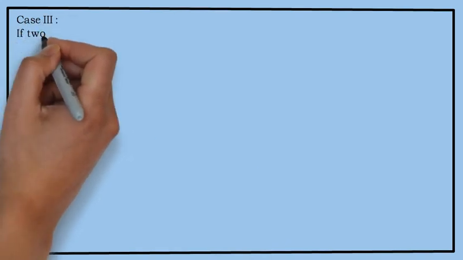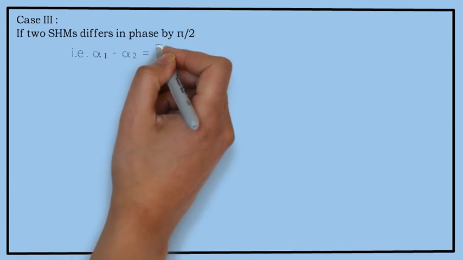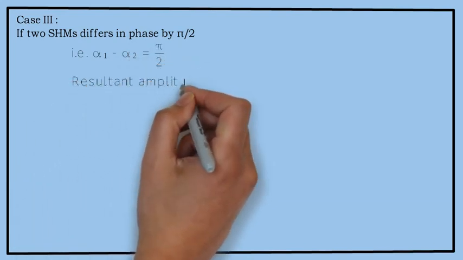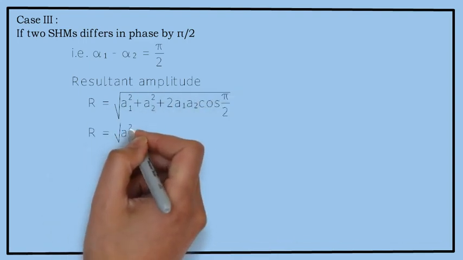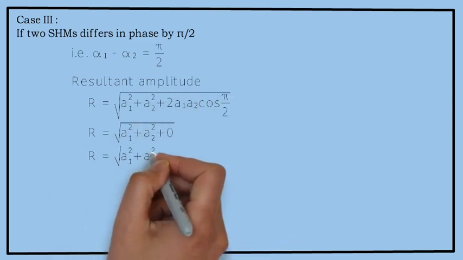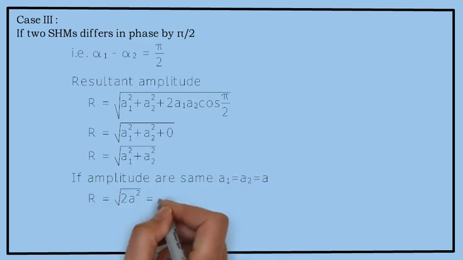Third case, if alpha 1 minus alpha 2 is pi by 2, cos of pi by 2 is 0, so r becomes square root of A1 square plus A2 square. Again, if A1 is equal to A2 is equal to A, your r is equal to square root of 2A square, that is root 2 times of A.